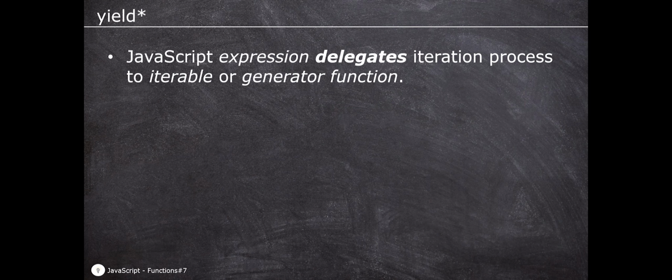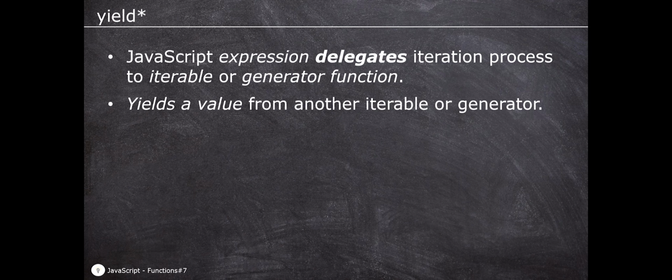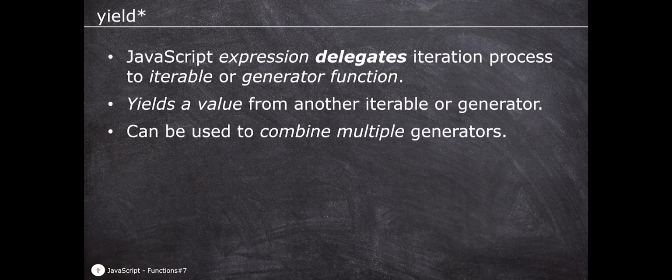We use the yield star expression within a generator function to delegate the iteration process to another iterable or a generator function. This allows the yield of a value from another iterable or generator function. We can use this approach to combine the output of multiple generators or iterables.